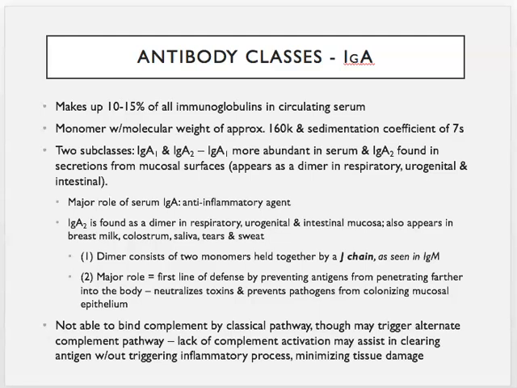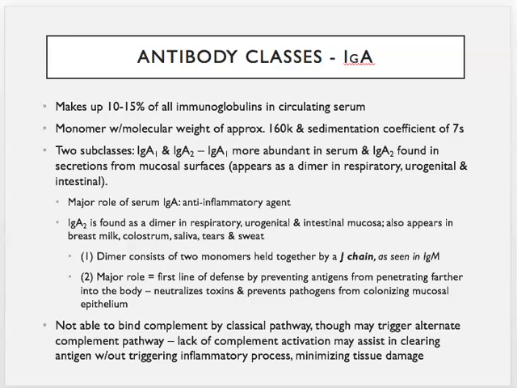The major role of secretory IgA is that it patrols your mucosal surfaces and acts as a first line of defense by preventing antigens from penetrating farther into the body. We talked about that as one of your natural host defenses in microbiology. So you've got those IgA antibodies in your nasal passages and mucosal surfaces. It's just the first line of defense against foreign pathogens.